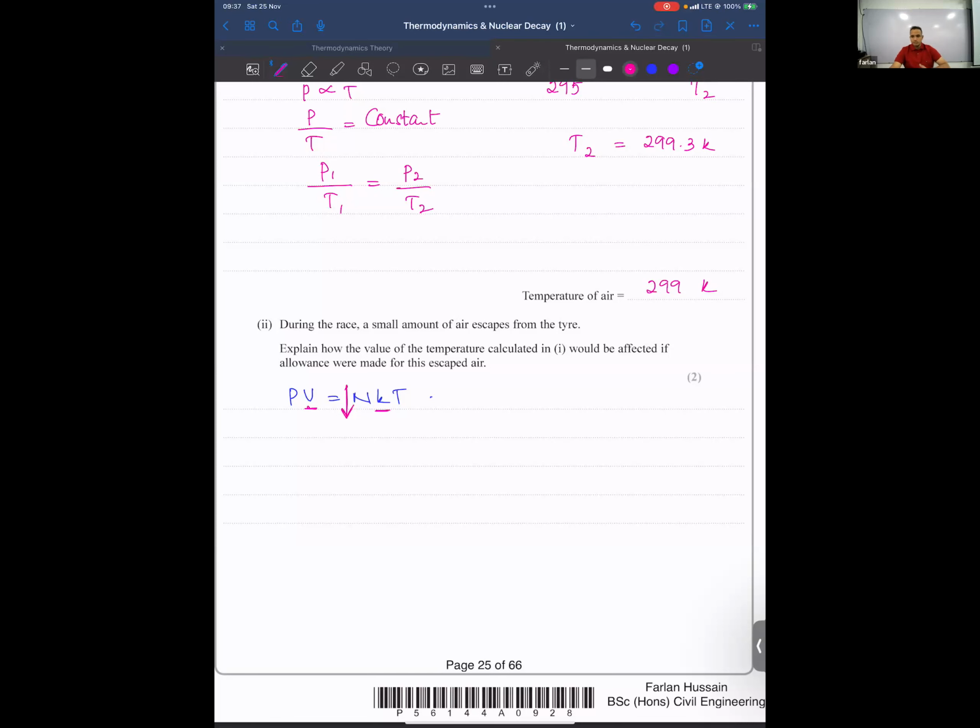The volume of the tire is constant. The shape of the tire is not going to change. So if N is going to decrease, to compensate for that, T will have to increase. Correct? So, for a 2 marker, you can show the equation. Write the equation and write: temperature will increase.